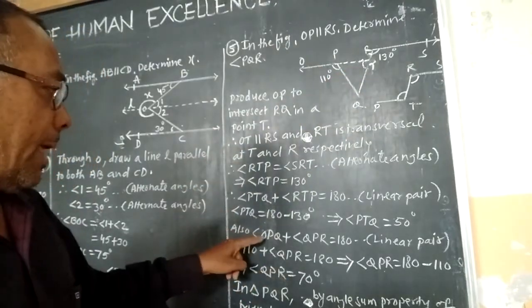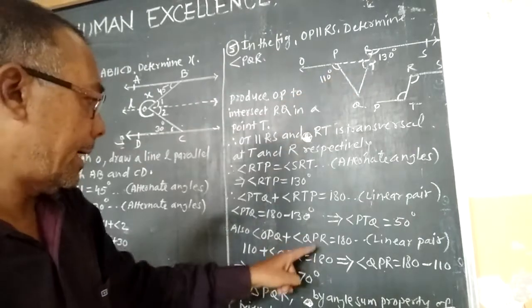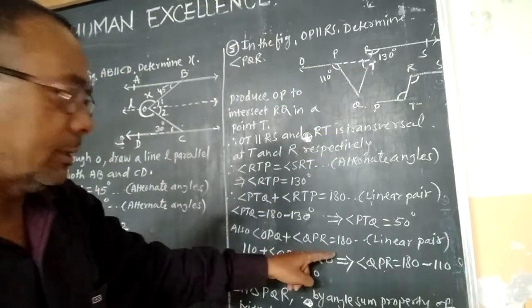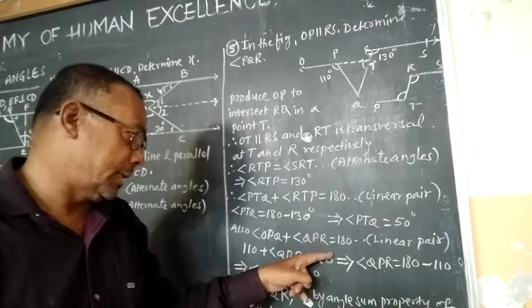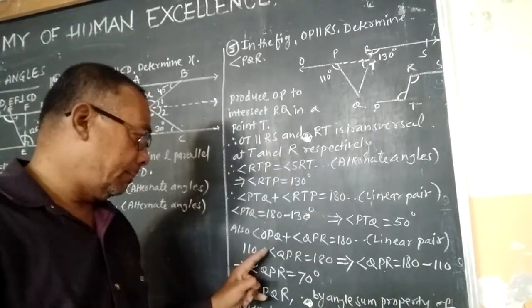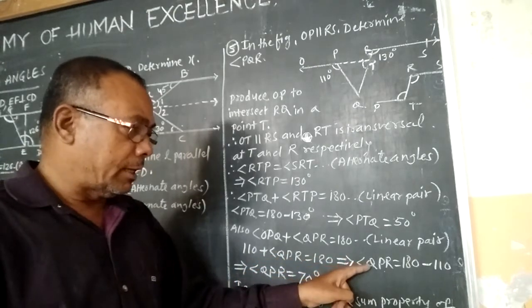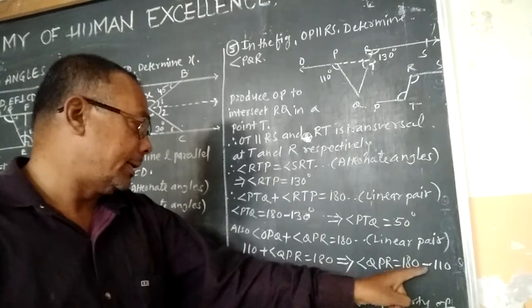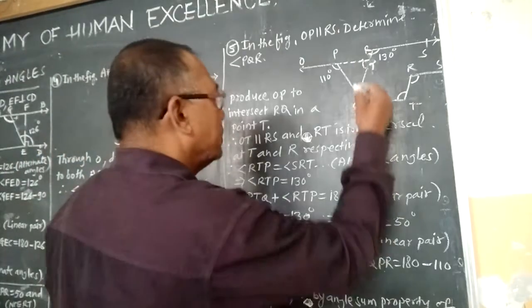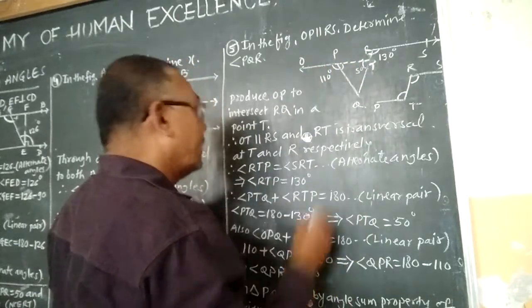Now we have angle OPQ. Here OPQ means this angle and angle QPR. These two angles are a linear pair of angles, and therefore the sum of these two angles is 180 degrees. But OPQ is given 110. So 110 plus angle QPR is equal to 180, and therefore angle QPR is equal to 180 minus 110. So angle QPR is equal to 70 degrees. So here we got 50 degrees, and here we got 70 degrees.